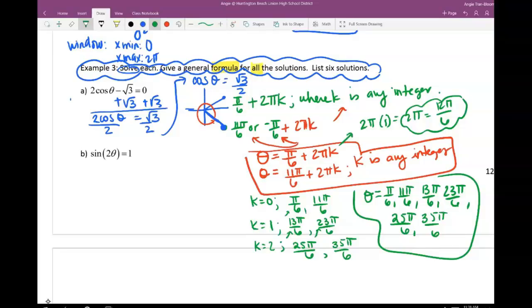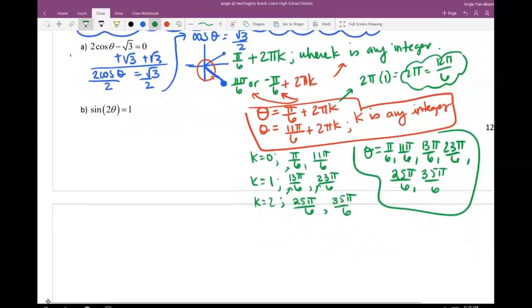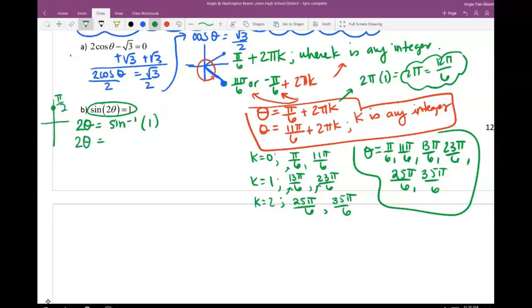Okay, are you ready for B? B, we are going to do the same thing. Are you ready? I don't have to do anything, so now I'm just going to compose both sides by sine inverse. So theta equals sine inverse of 1. Okay, now, but the original question is not an inverse, so I don't really have a restriction. But there's only one location that sine is going to be positive, which is pi over 2. Okay, so it looks like I only need to have one equation.